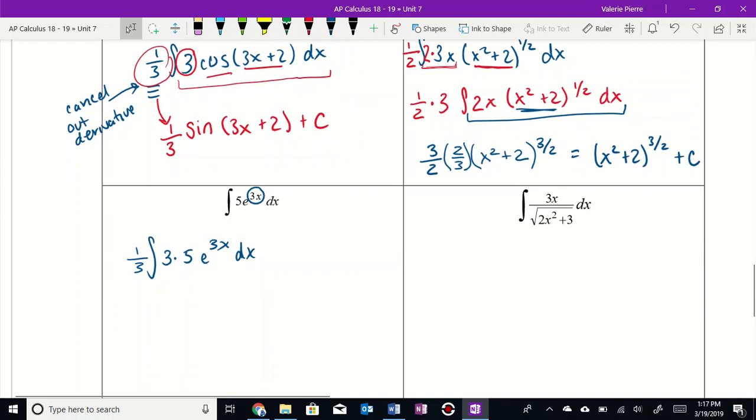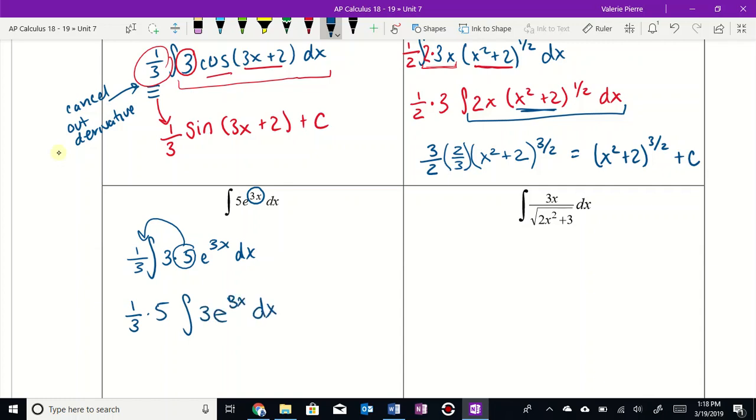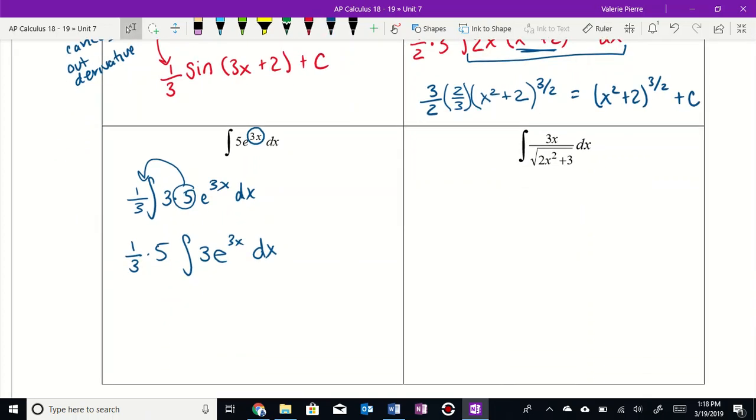Okay, so again, the only thing we want in our integrand is the function and its derivative. So we're going to take this 5 and bring it out. So we'll have 1/3 times 5 times the integral of 3e to the 3x dx. So now this 3x gives us license to integrate because 3x and its derivative are both there. So we have 5 over 3 e to the 3x plus c.